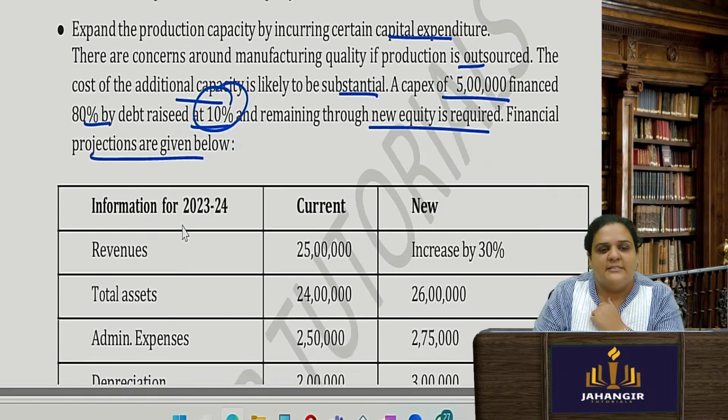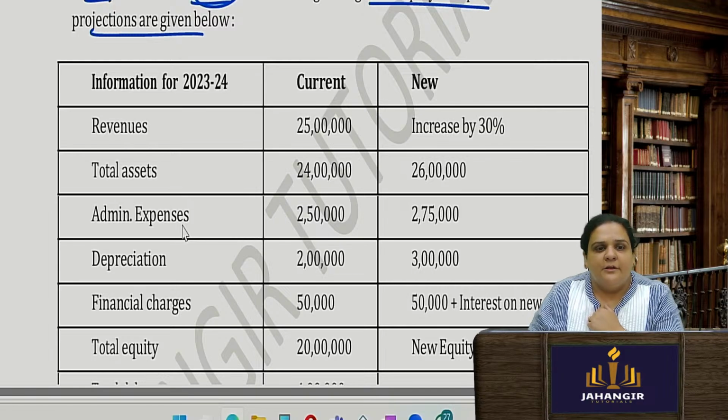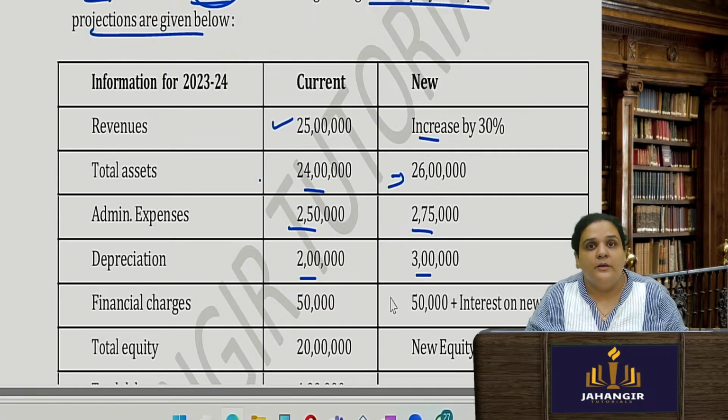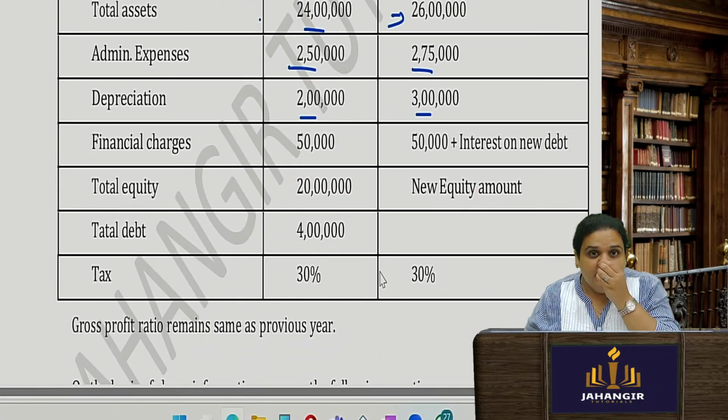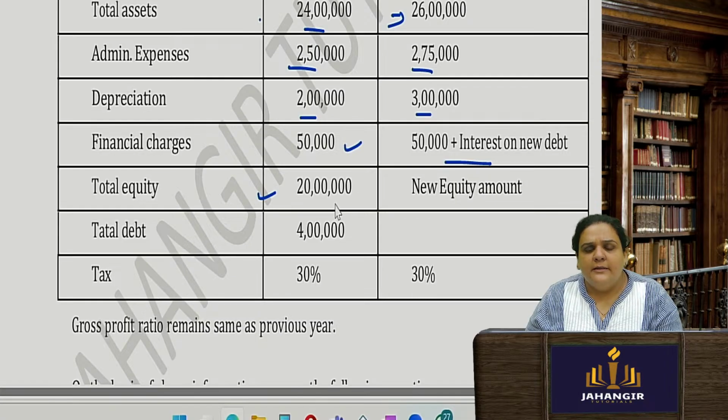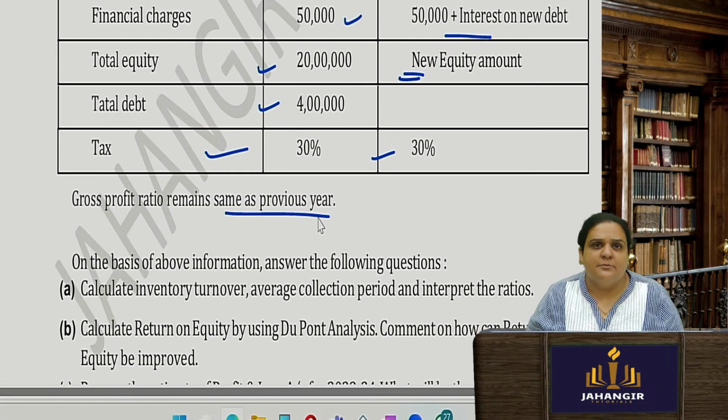Financial projection is as follows. Currently, the revenue is standing at 25 lakhs. New, it will increase by 30%. Total assets 24, new will be 26. Administration expenses 2 lakh 50, which is given. 2 lakh 75 will be new. Depreciation new will be 3 lakhs. Financial charges 50,000 will stay, but plus interest on the new debt. Total equity 20 lakhs, plus the new equity amount. Total debt is 4 lakhs. Tax 30%. Gross profit ratio remains the same as the previous year.